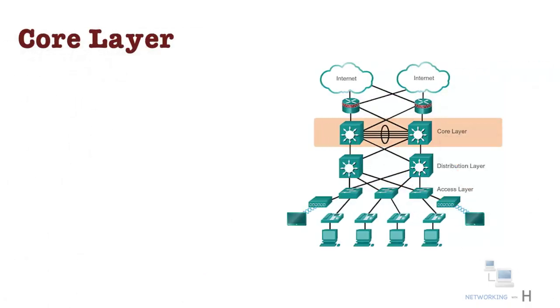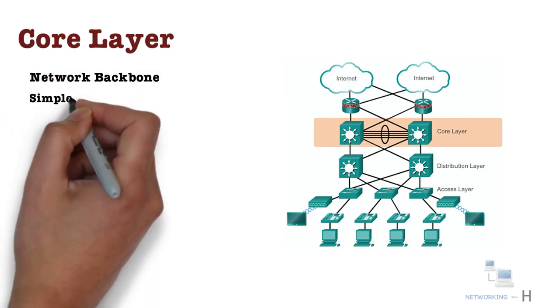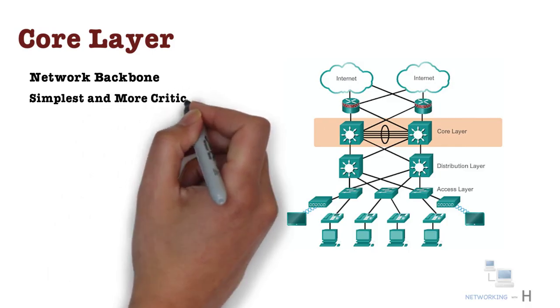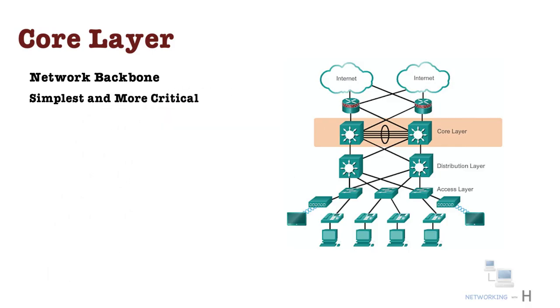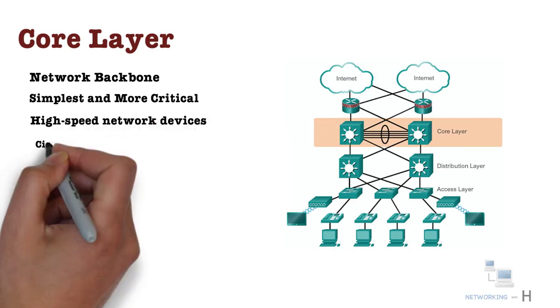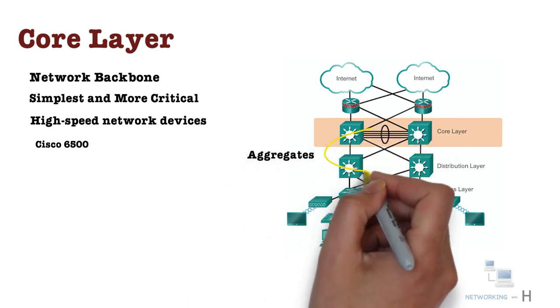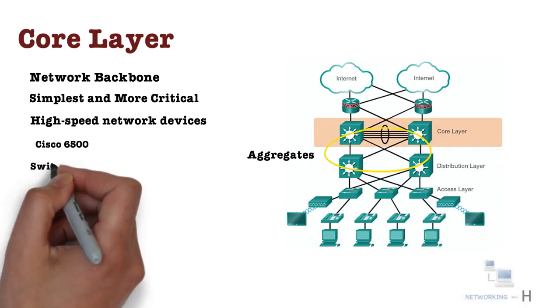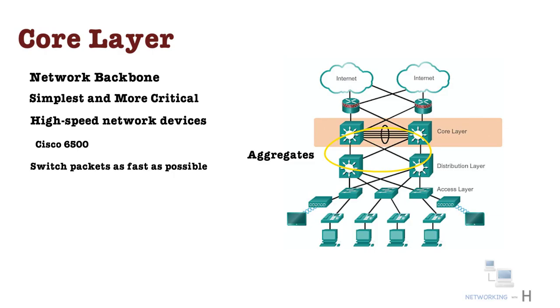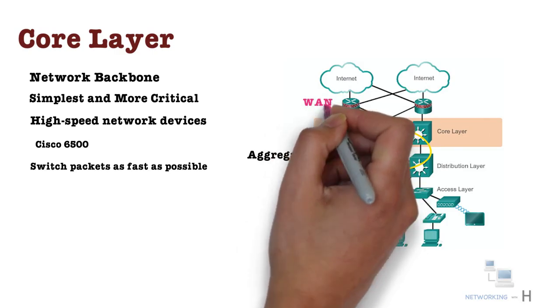The third layer we have is the core layer. The core layer is also referred to as the network backbone. The campus core is in some ways the simplest yet most critical part of the campus. The core layer consists of high-speed network devices such as the Cisco Catalyst 6500. The core aggregates the traffic from all the distribution layer devices and is designed to switch packets as fast as possible and interconnect multiple campus components. As shown in the figure, the core layer is critical for interconnectivity between the distribution layer devices, for example, interconnecting the distribution block to the WAN and the internet edge.